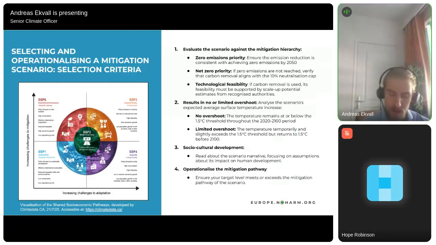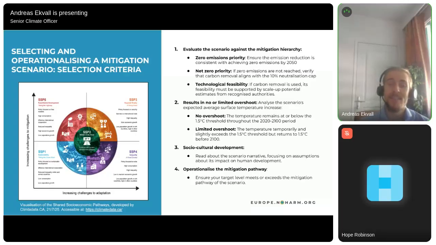Furthermore, we need to analyze the technological feasibility. If the scenario relies on carbon removals, as an example, its growth parameters must be supported by estimates from recognized authorities. Second, we choose a pathway that results in no or limited overshoot. Temperature should remain at or safely below the 1.5 degree temperature threshold before the year 2100.